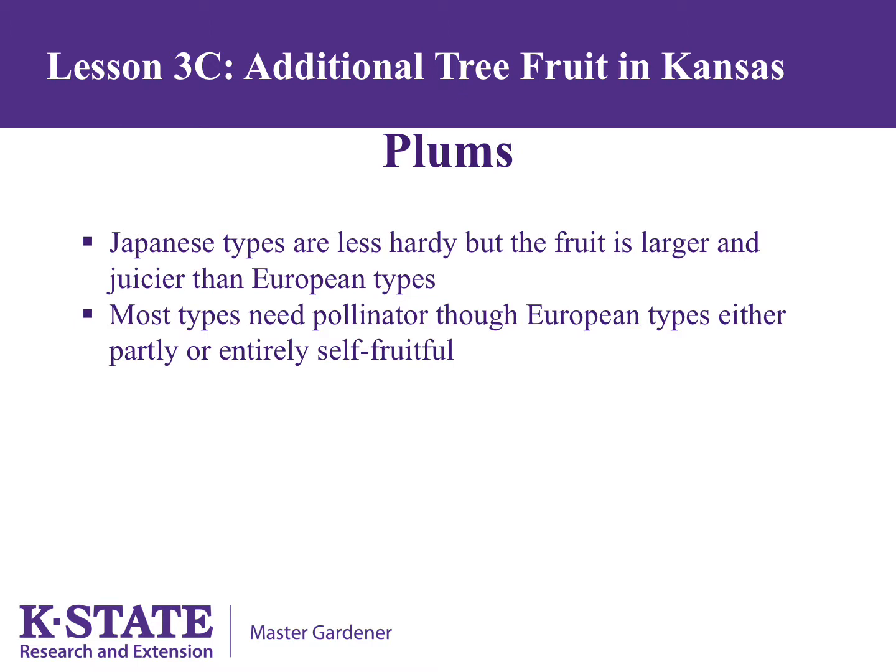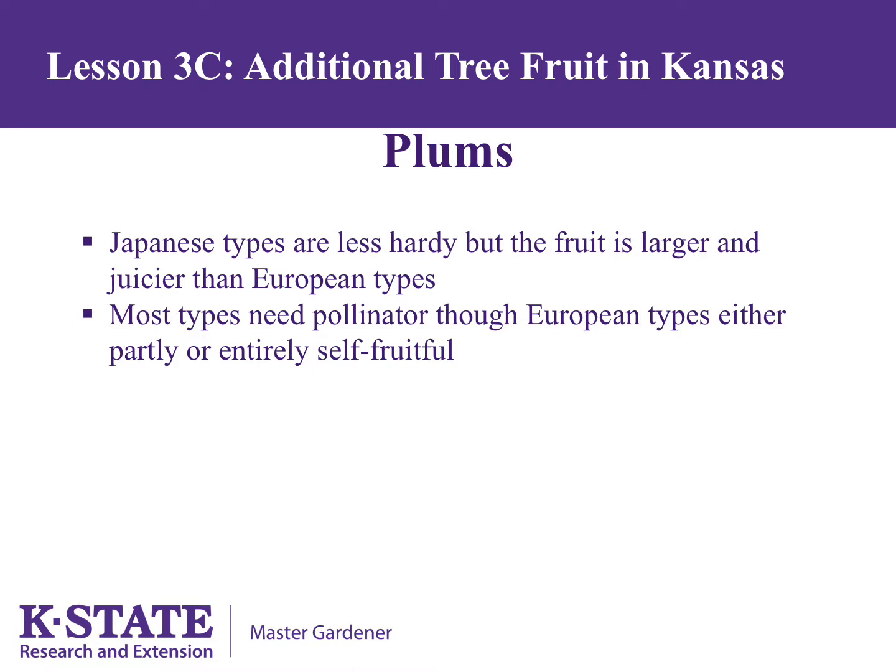Japanese plum fruit are larger and juicier than European types. Japanese plums have about the same cold and heat tolerance as peaches and also bloom early like peaches. Though less hardy than European types, you usually do not have problems with cold hardiness for Japanese plums in Kansas. Unlike peaches, Japanese plums need a second tree as a pollinator.